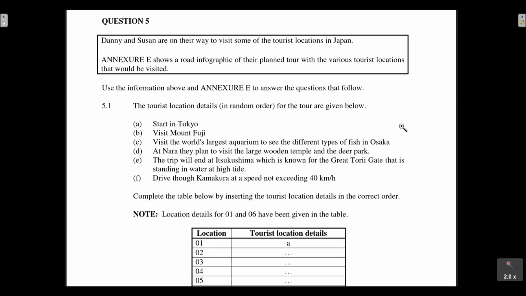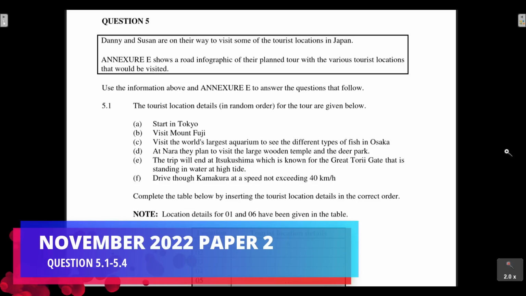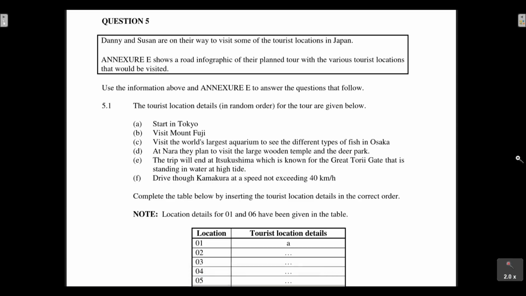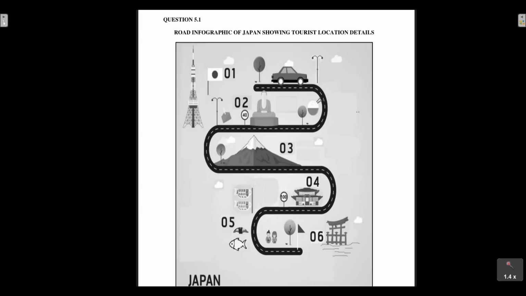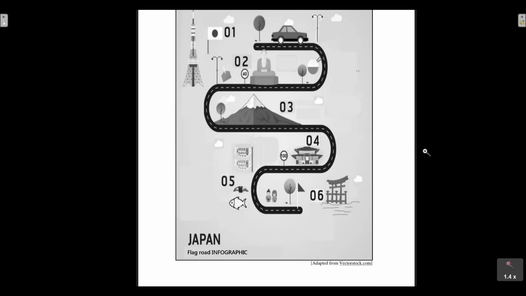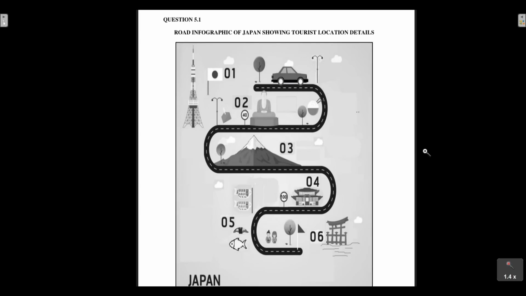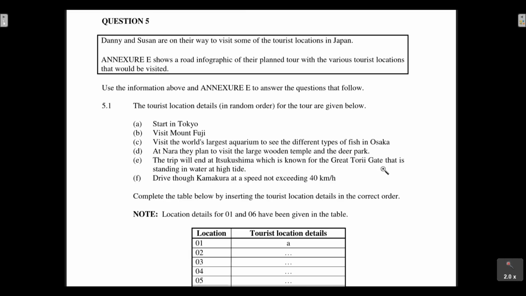So on today's video tutorial, guys, we're going to be having a look at the last question from the grade 12 Mathematical Literacy Paper 2 that was written in November 2022. And in this video tutorial, we're going to be having a look at the whole of question 5. In question 5.1, we are just going to be using the road infographic that is given to us in annexure E to answer the questions that are given to us here.